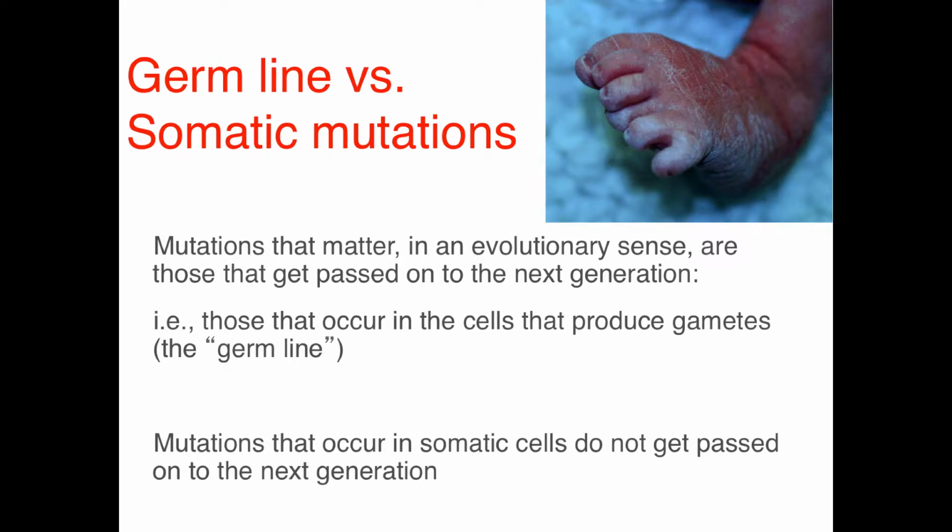We can also subdivide all mutations into germline versus somatic mutations. So we can distinguish between mutations that occur within our body but are not passed on within our germ cells versus mutations that actually occur in our germ cells. So the mutations that matter in an evolutionary sense are those that get passed on to the next generation. From an evolutionary perspective, we don't care about the mutations that occur within each of our bodies. For example, cancer mutations won't necessarily be passed on to the next generation.